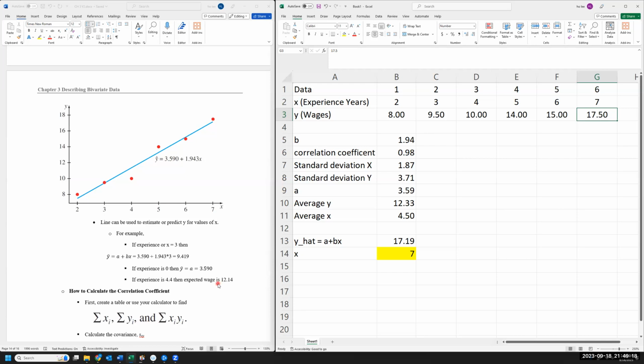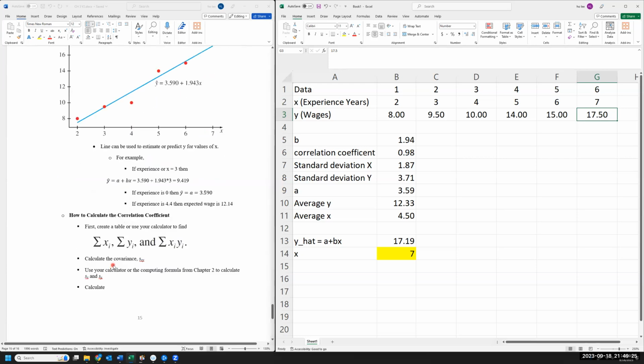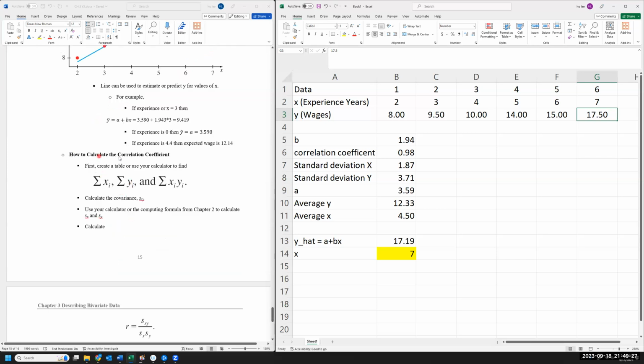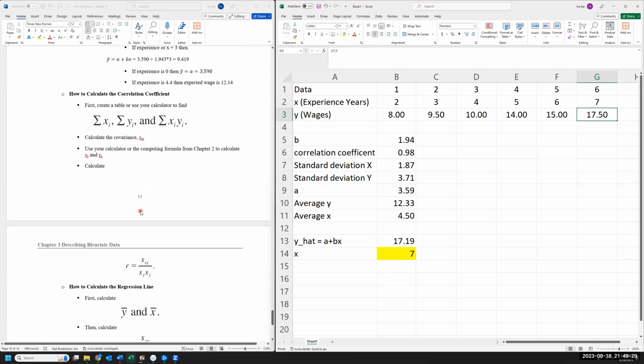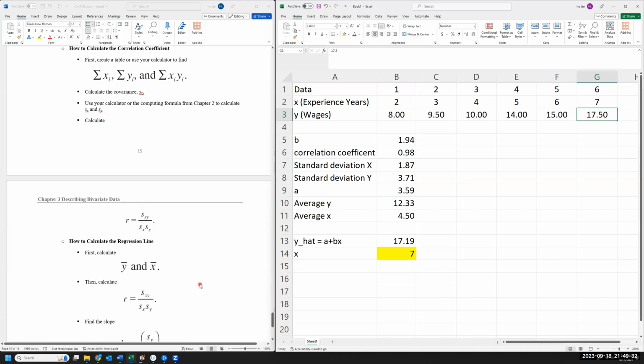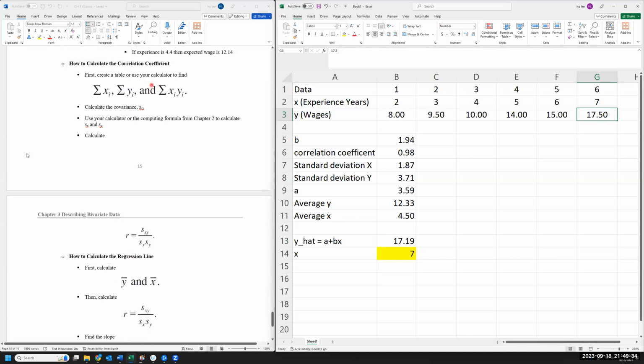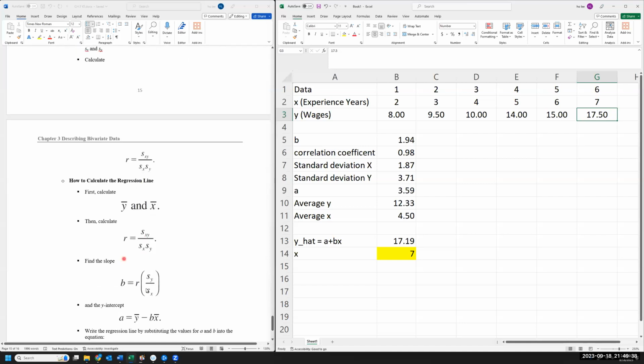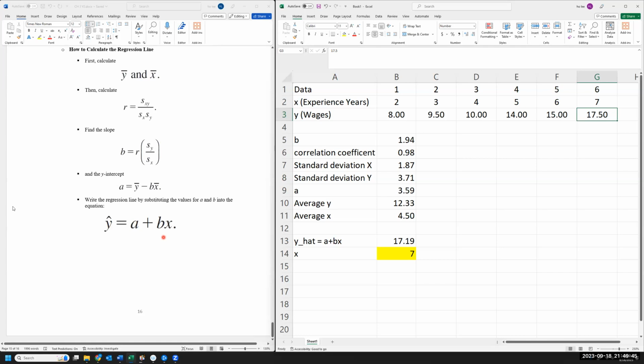Okay, so basically this is the end of the lecture on this chapter. The last bit of this is how to calculate correlation coefficient. We've already gone through this, this is just a summary of how to do it. Here's again a summary of how to calculate the regression line or the least squares line. Okay. And this concludes the notes for the second part of chapter 3.